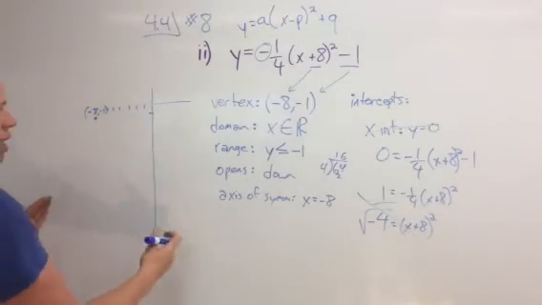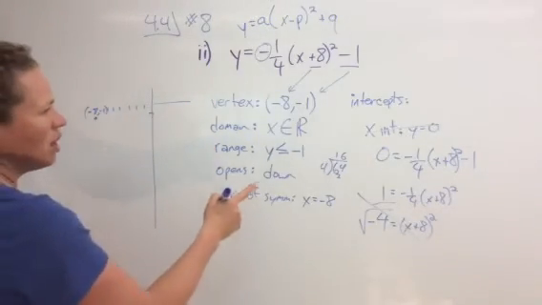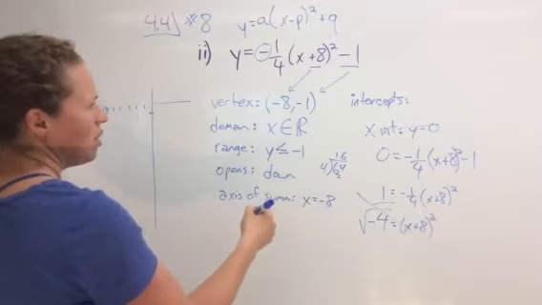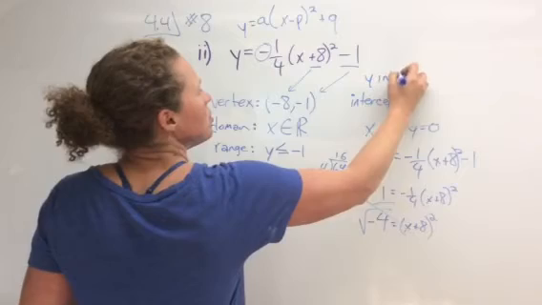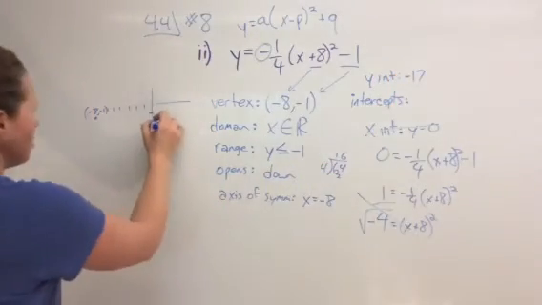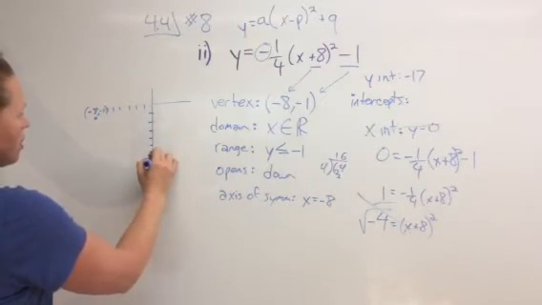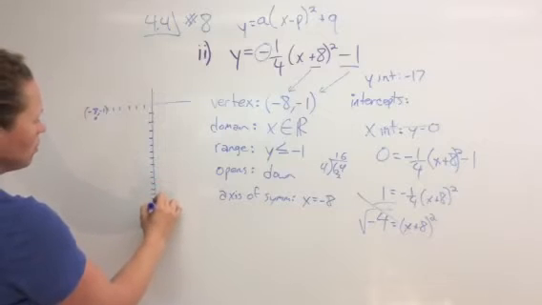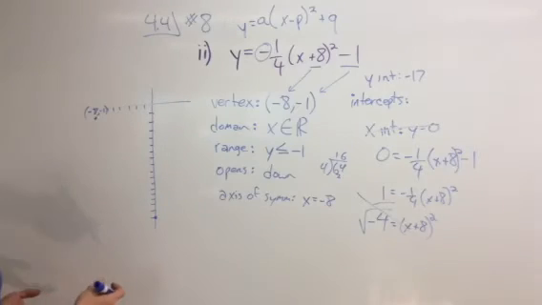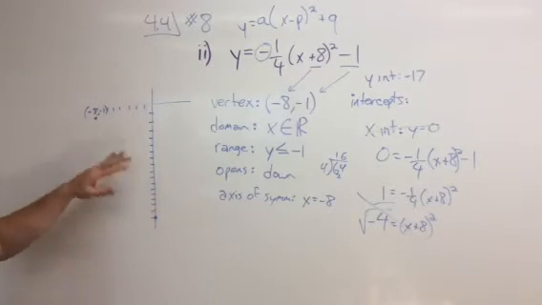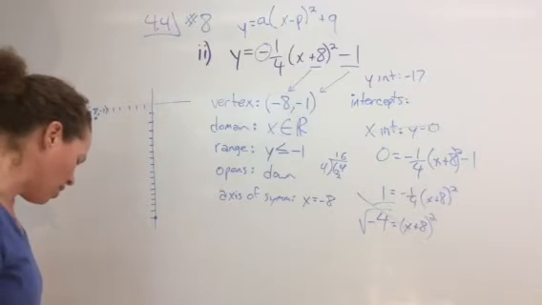I know that it goes down because it opens down, and I also know that my y-intercept was at -17. So I would go 3, 4, 5, 6, 7, 8, 9, 10, 11, 12, 13, 14, 15, 16, 17. There. And I could roughly sketch it just by connecting these points, but I'd probably want to actually throw in another value and get at least one more point there.